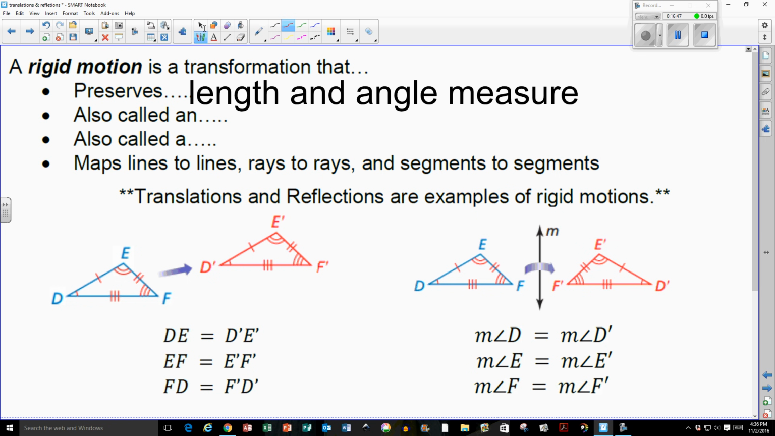The software seems to be freezing up. Sorry about that. It's also called an isometry, and it's also called a congruence transformation.